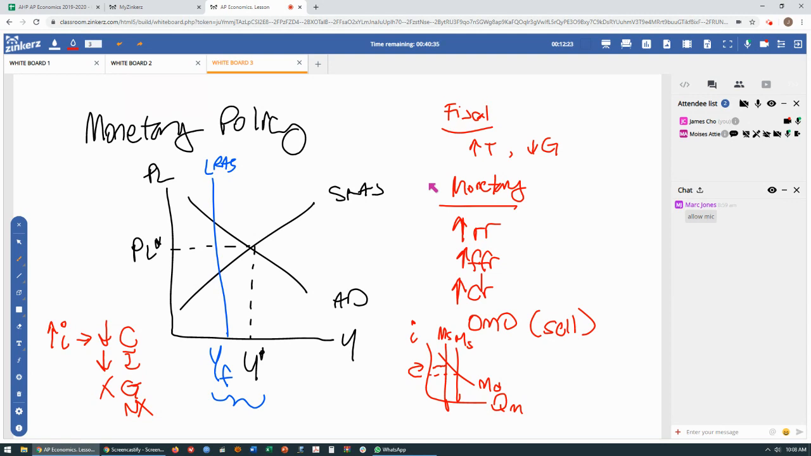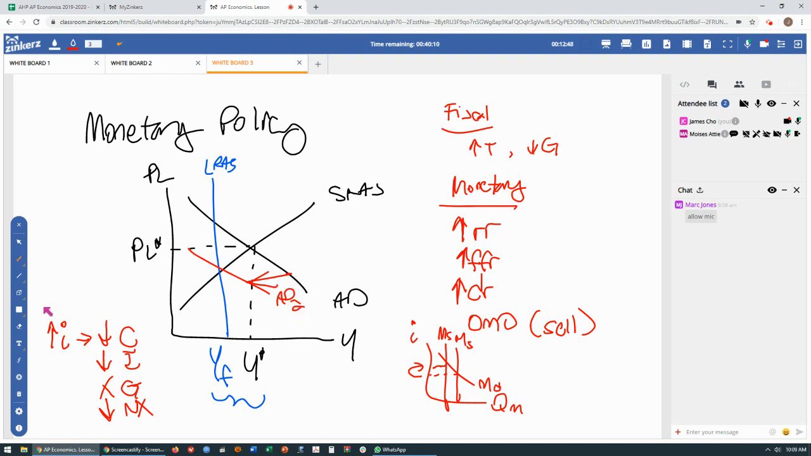With a strong US dollar, what happens to exports? Decreases. And what happens to imports? Increases. But remember, imports are good for our consumers, but bad for our economy because we're not buying our stuff, we're buying their stuff. So our NX is going to fall. C, I, G, NX, those components are going to fall. That's going to cause the AD curve to shift to the left.